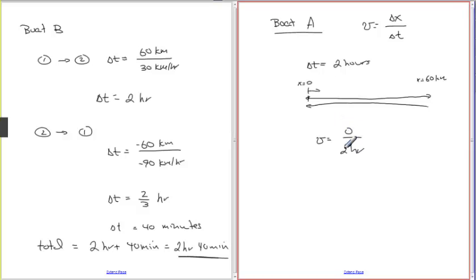The time is 2 hours. 0 divided by 2 is 0 kilometers per hour. So that's the average velocity.